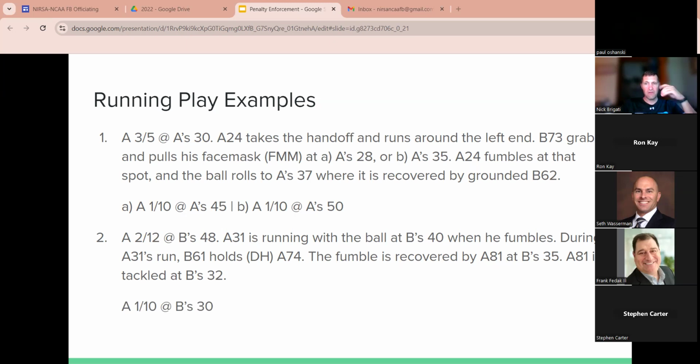Hey, Nick, you're saying on the defensive hold that we can only tack it on to the end of the run where it happened, right? That's what you're saying. Yeah, end of the related run. The related run in this case being A31's run that ended with his fumble at the 40. Got you. Just making sure. Okay. Yep.